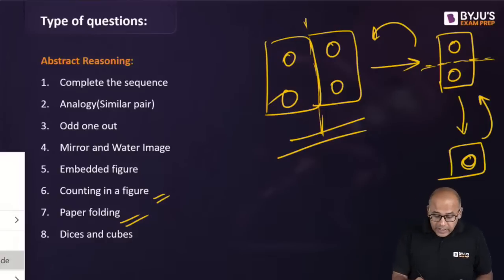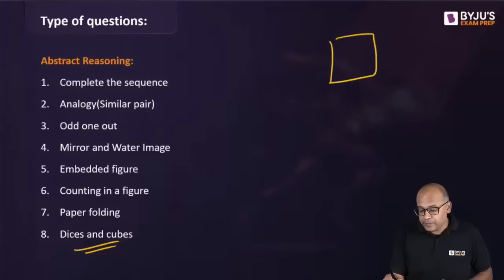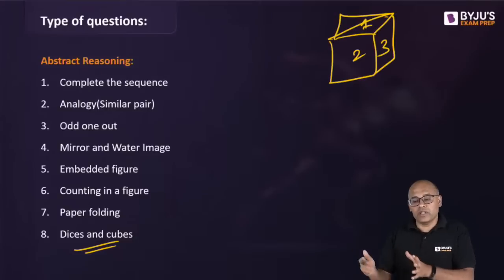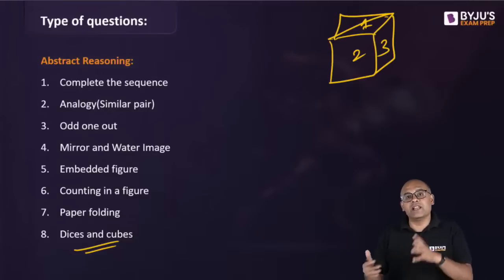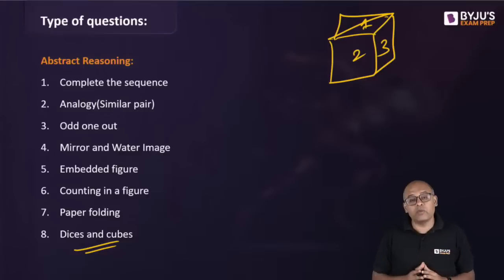And finally you have dice and cubes. So they'll give you a die which is like this. They will give you 3 faces. So they'll say this is 1, this is 2, this is 3, and so on. They'll give you 2 such things, and they'll ask you to find out which number is opposite which number. So this is typically what happens in your dice and cube. Okay. So guys, this is what we have in store.